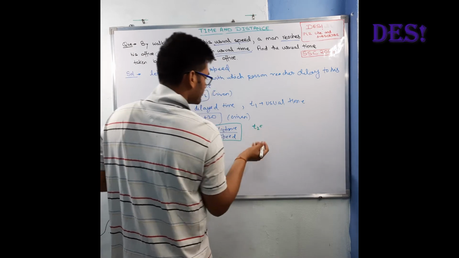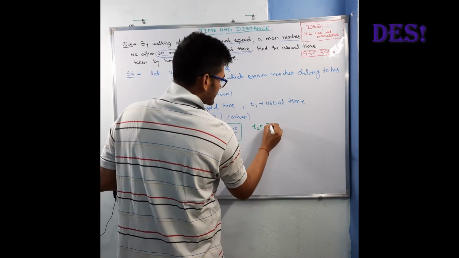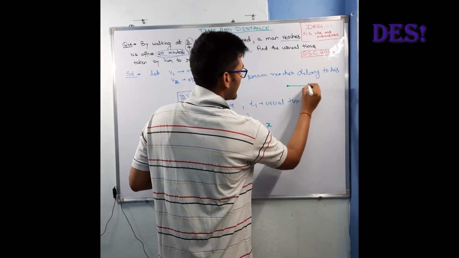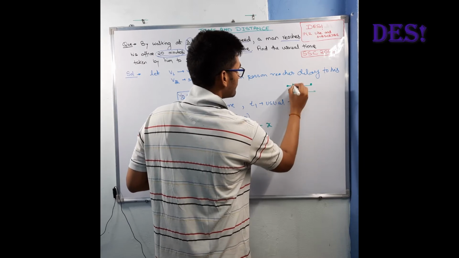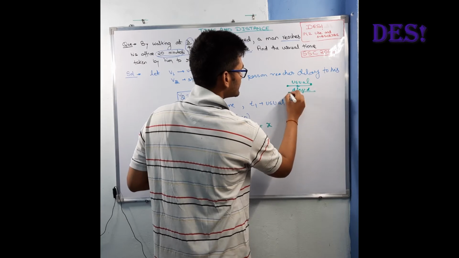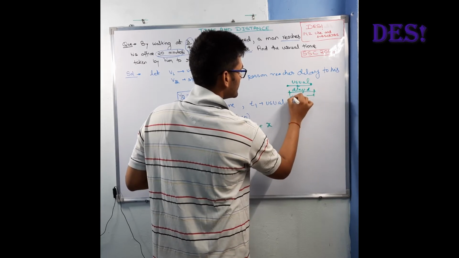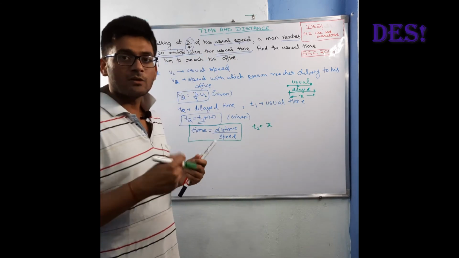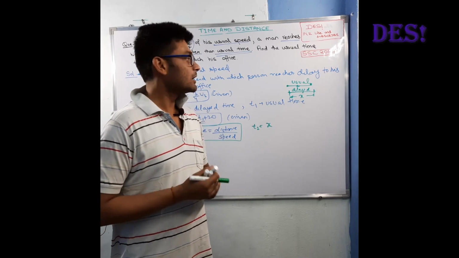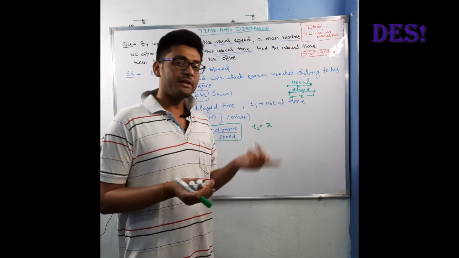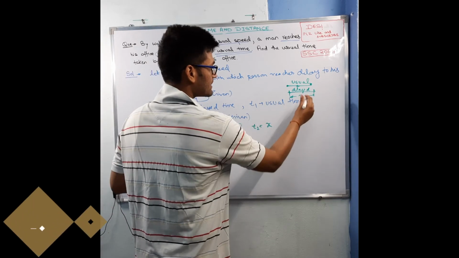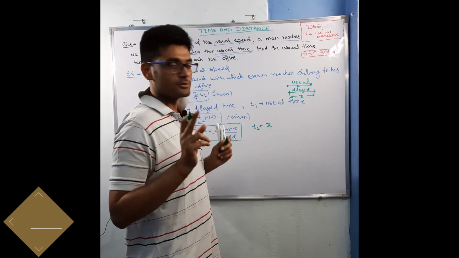So T1, what is T1? What is usual time? Usual time is distance upon speed. One thing you have to generalize: with usual time and with delayed time, the distance will remain the same. If the man is going late or on time, the distance doesn't change; speed changes and time changes, but distance remains the same. So let's suppose the distance he travels is x, x units.